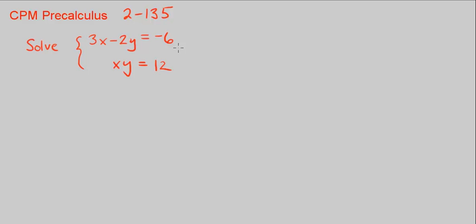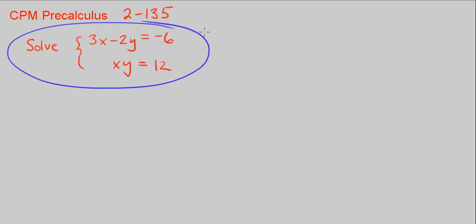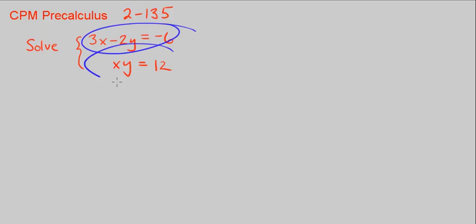This is CPM Precalculus Chapter 2, number 135. Here we're asked to solve this system of equations. We have two equations and two unknowns, x and y. What we can do is solve one equation for one of the variables. Let's go ahead and solve for x.